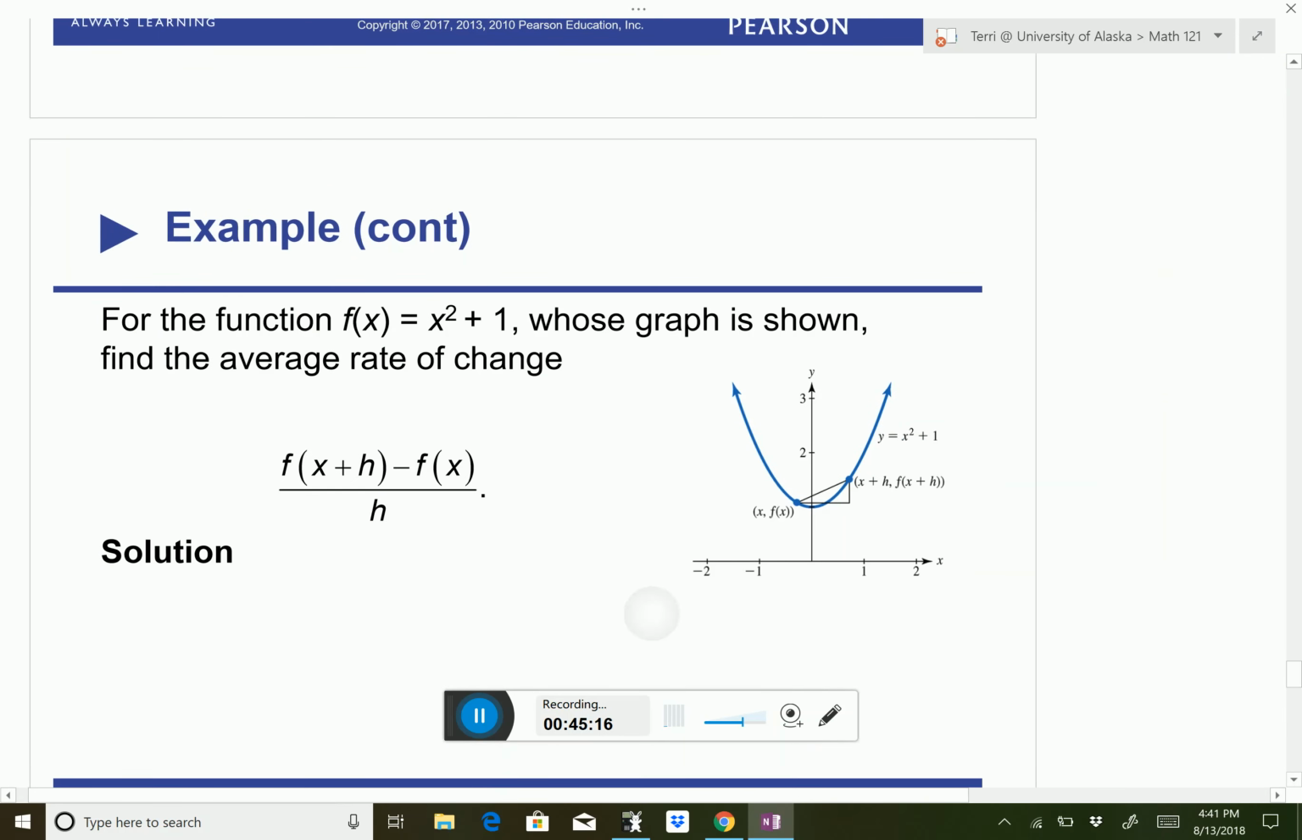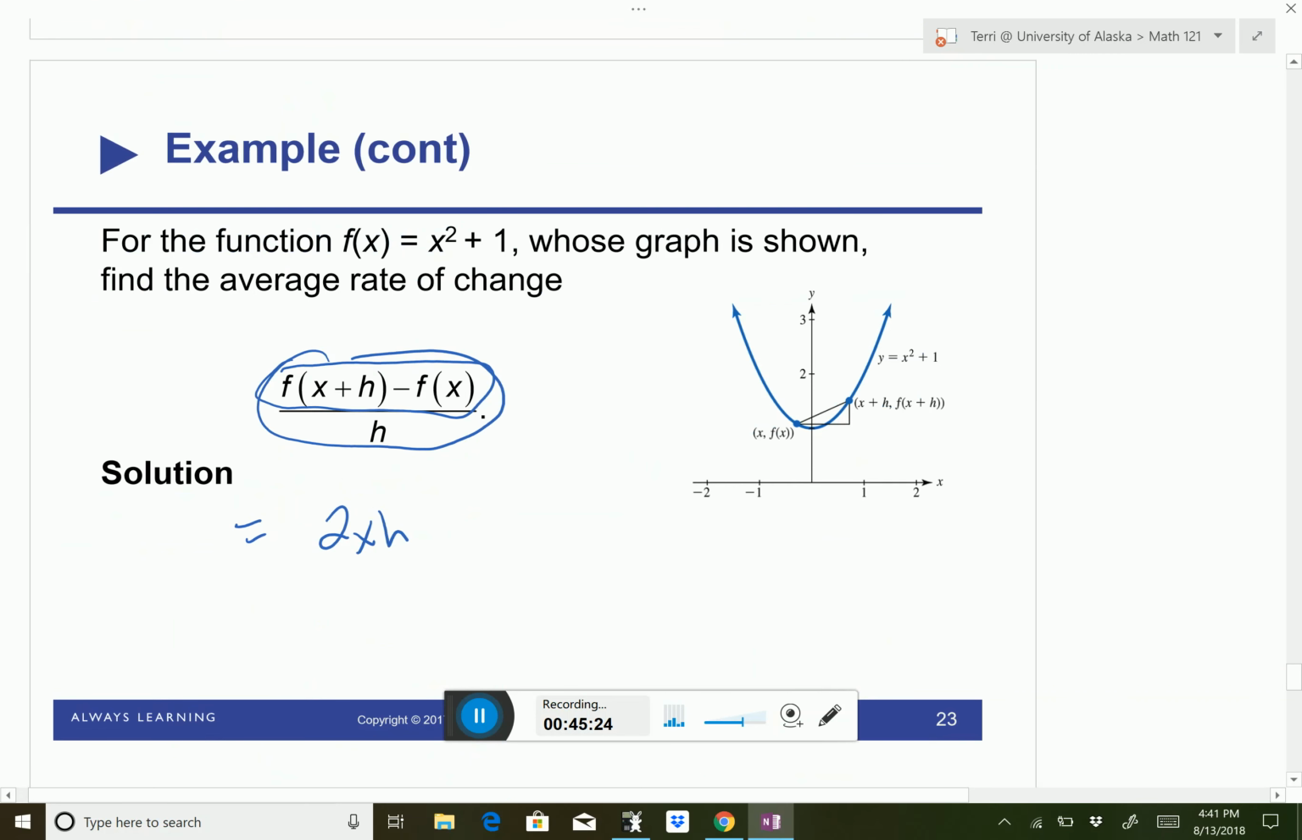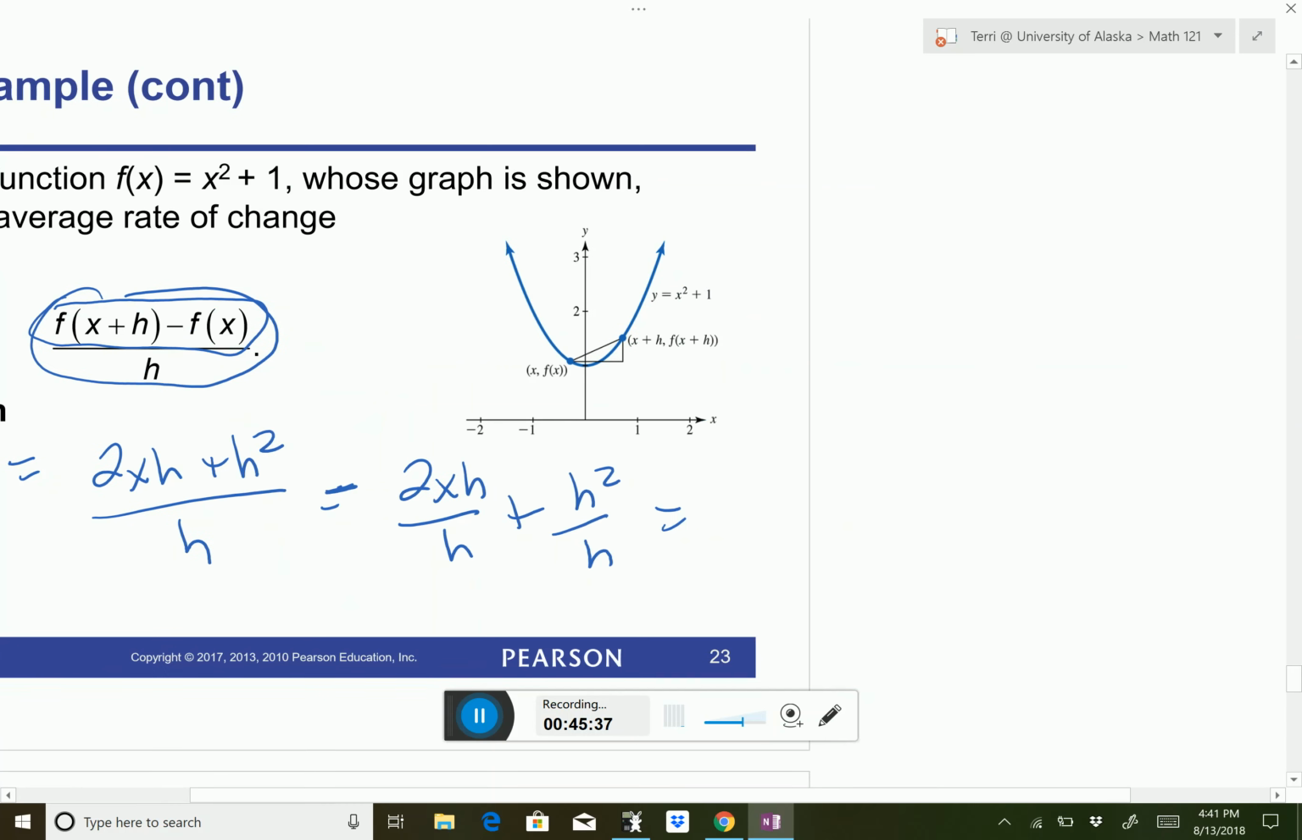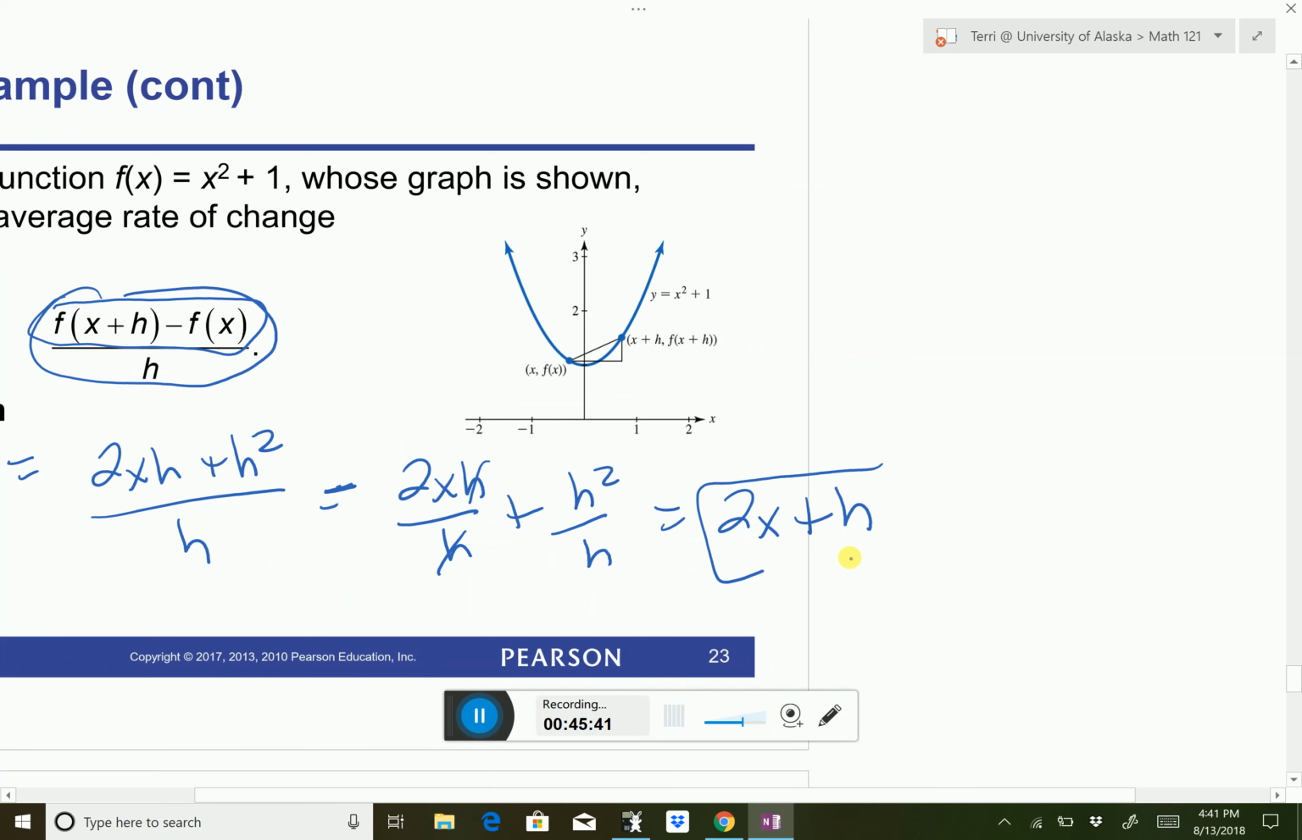So now we want this whole thing. So remember, this thing at the top was equal to 2xh plus h squared. Now at the bottom we have h. Let's distribute that h on the bottom. 2xh over h plus h squared over h. So it looks like I have 2x plus h. Well, that's nice, because now I can pick anything for x and h.